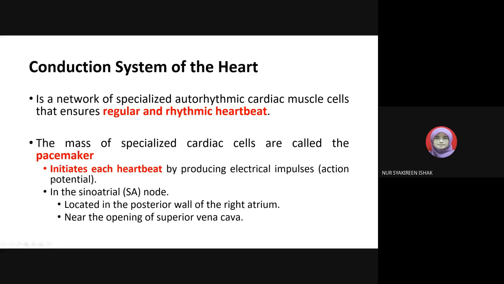Okay, so this initiates each heartbeat. The pacemaker will initiate the heartbeat by producing electrical impulses, which is action potential. Another name for this pacemaker is the SA node, sinoatrial node. The sinoatrial node or SA node is actually a pacemaker that initiates each heartbeat. So where is the location of this SA node? It is located in the posterior wall of the right atrium, near the opening of the superior vena cava.